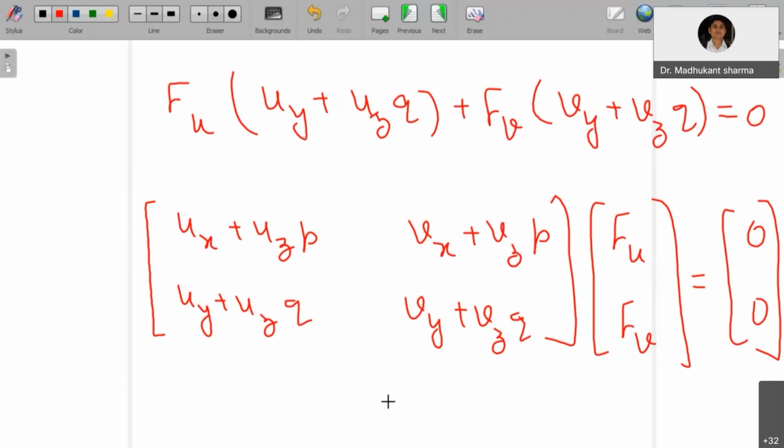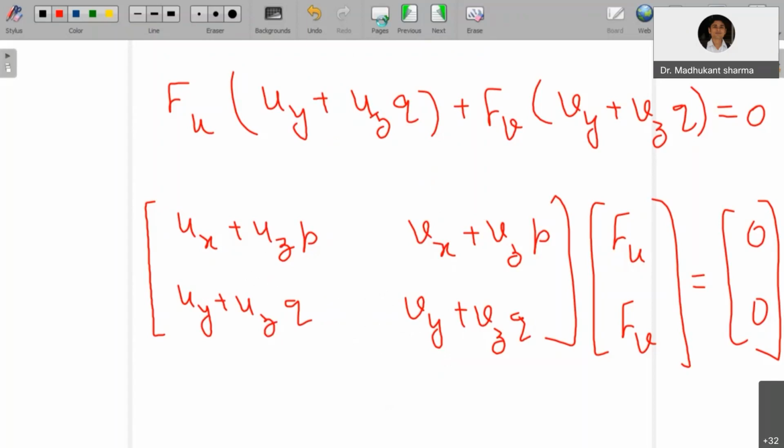Now what we are interested in is a non-trivial solution of this problem. If the determinant is non-zero, meaning the left hand side coefficient matrix is non-singular, then you have only the trivial solution, only the zero solution is possible. I hope you are aware of it. So for a non-trivial solution, what you require is that this determinant should be 0.